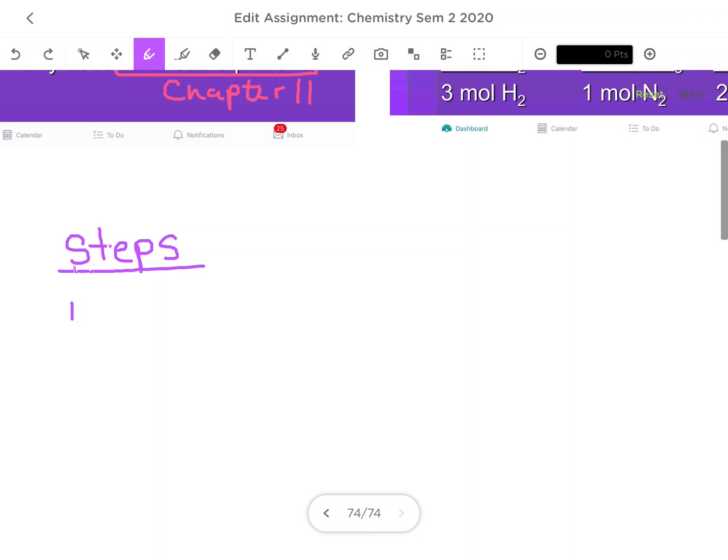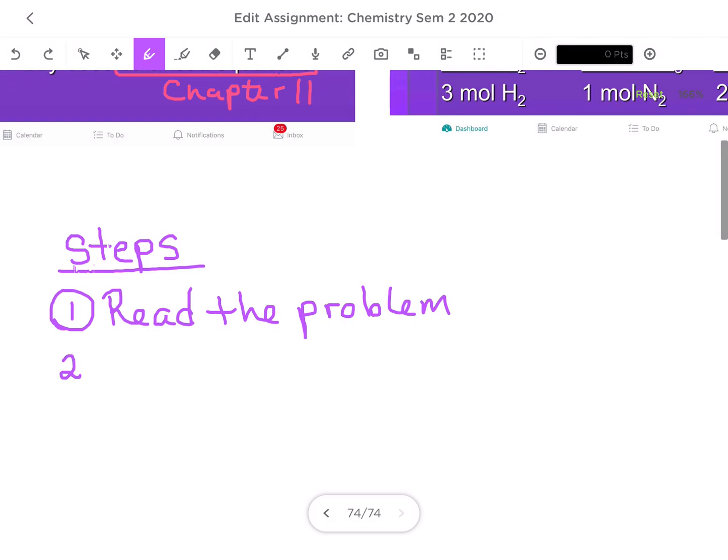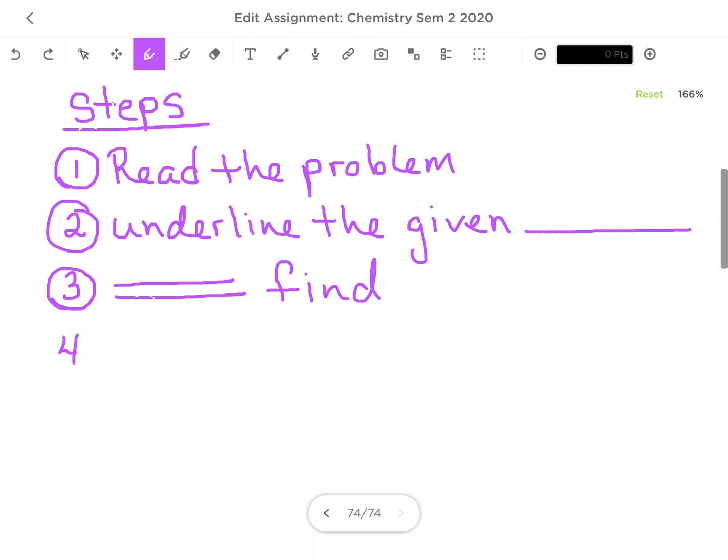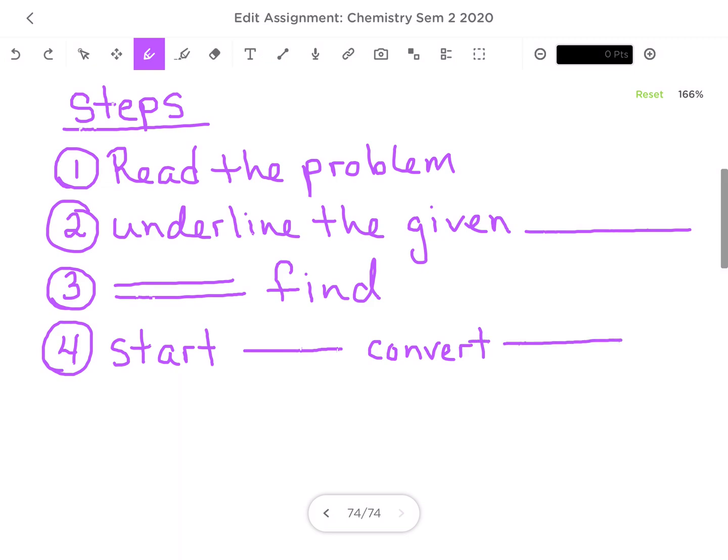So the steps for these problems as a review: number 1, read the problem. Number 2, underline the given one time. Number 3, double underline what you are trying to find. Number 4, start with the thing you underlined one time and convert to the thing you underlined 2 times.